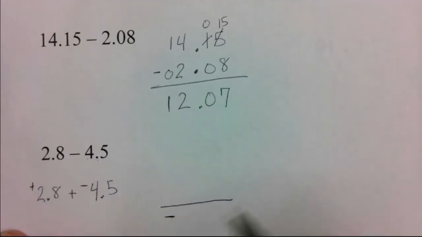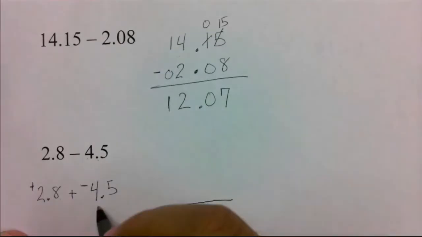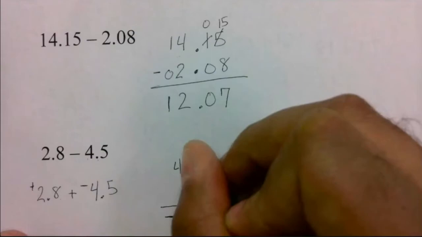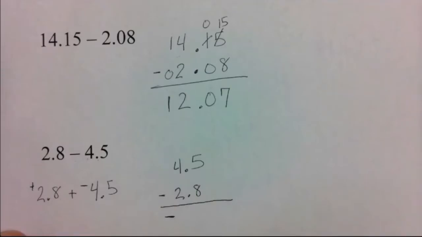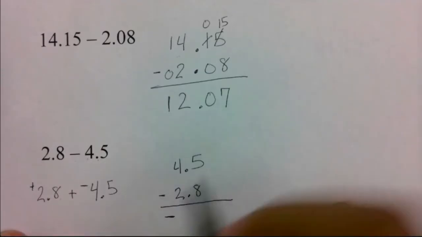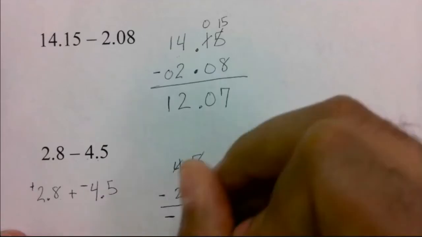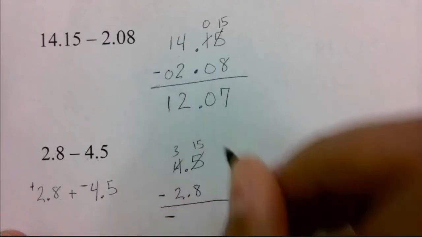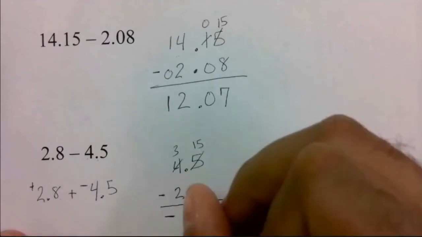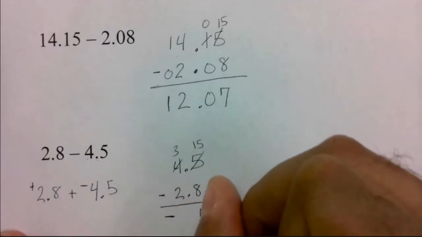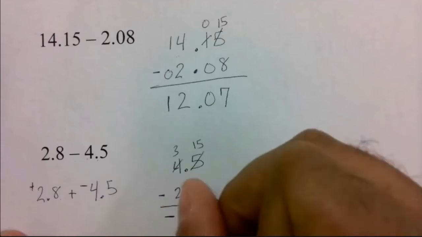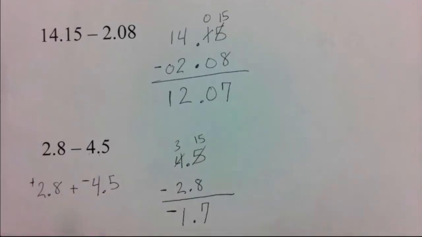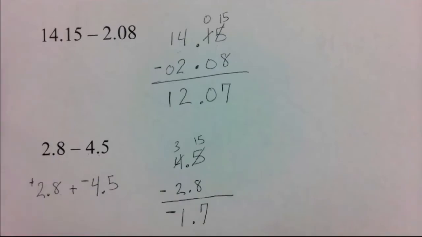All right. So my bigger number up top, 4.5, subtract it by 2.8. All right. So if we do that, we have to take 1 away from the 4, so change that to 3. Change the 5 to 15. 15 minus 8 is 7. Bring down my decimal point. 3 minus 2 is 1. All right, so don't get worried and tricked around when you see adding unlike numbers.